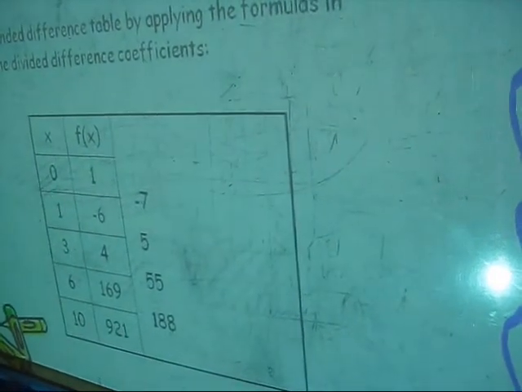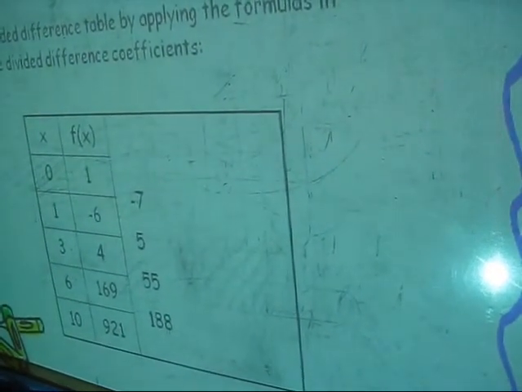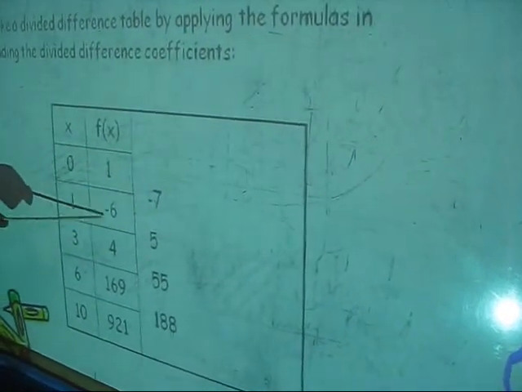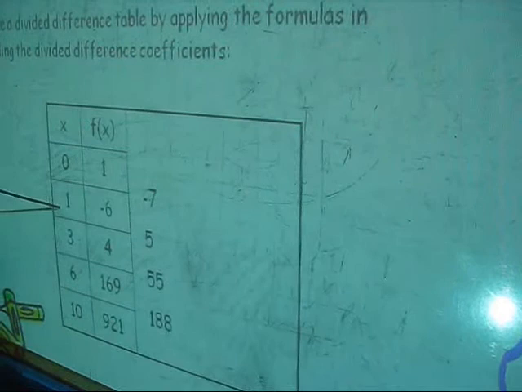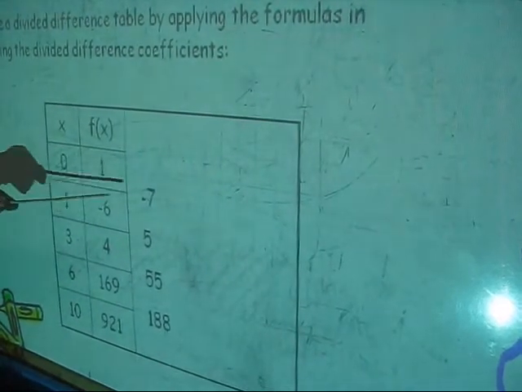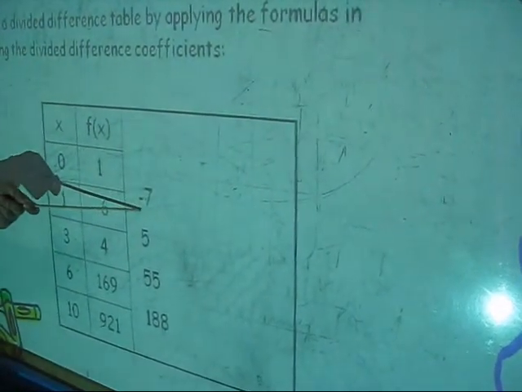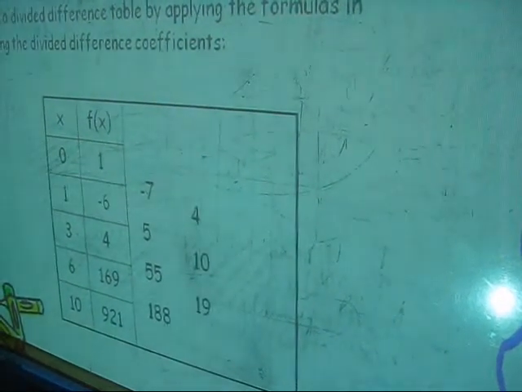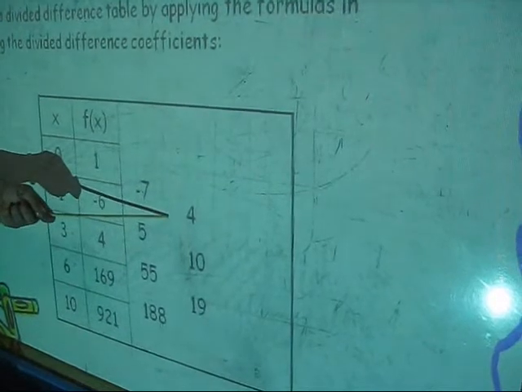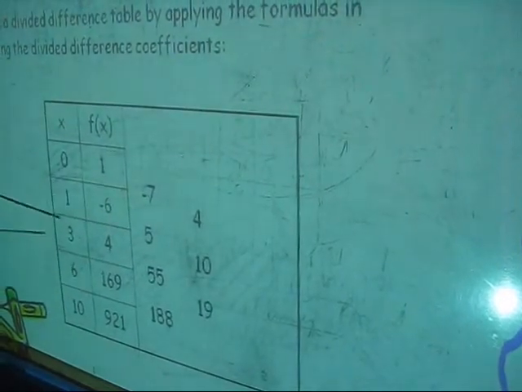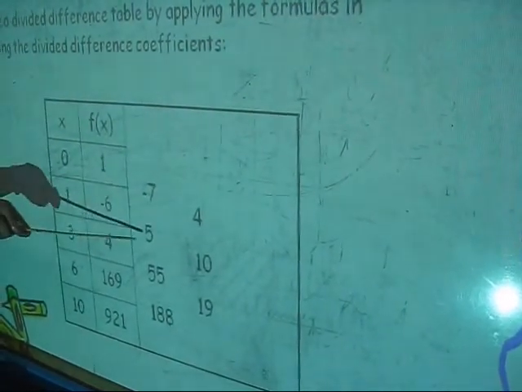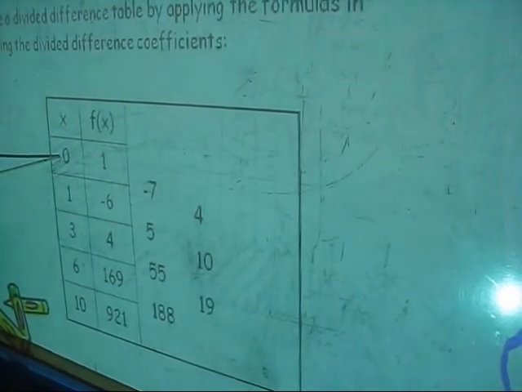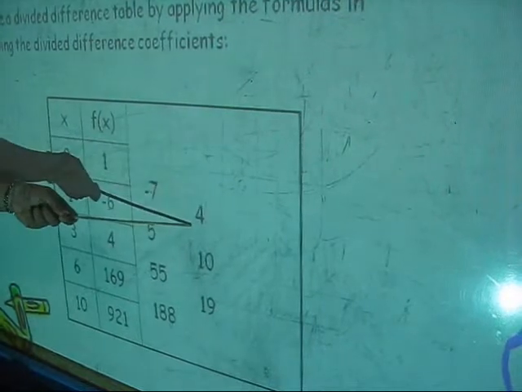For us to get the divided difference between 0 and 1, let's have negative 6 minus 1 divided by 1 minus 0, which is equal to the first divided difference, negative 7. To get the second order divided difference between 0 and 3, we'll have 5 minus negative 7 divided by 3 minus 0, which will result to positive 4.